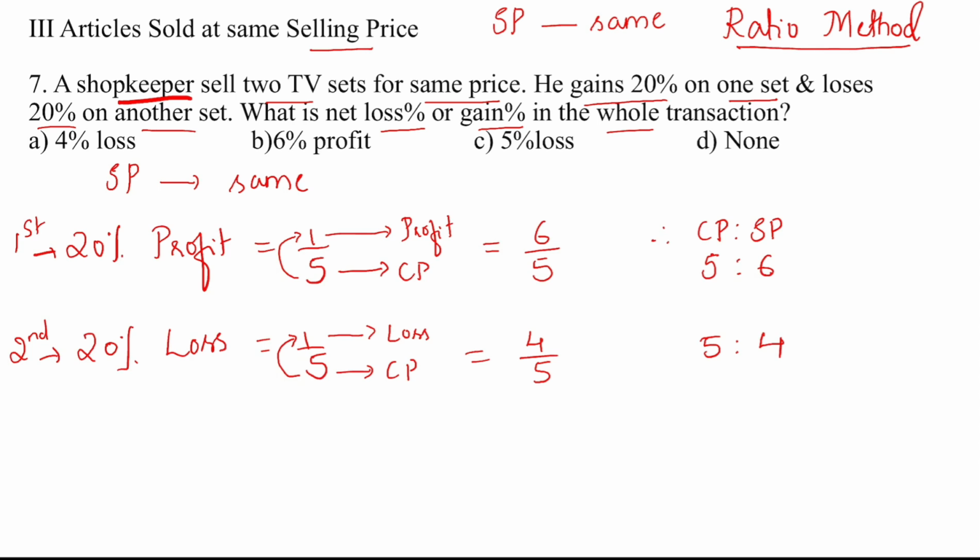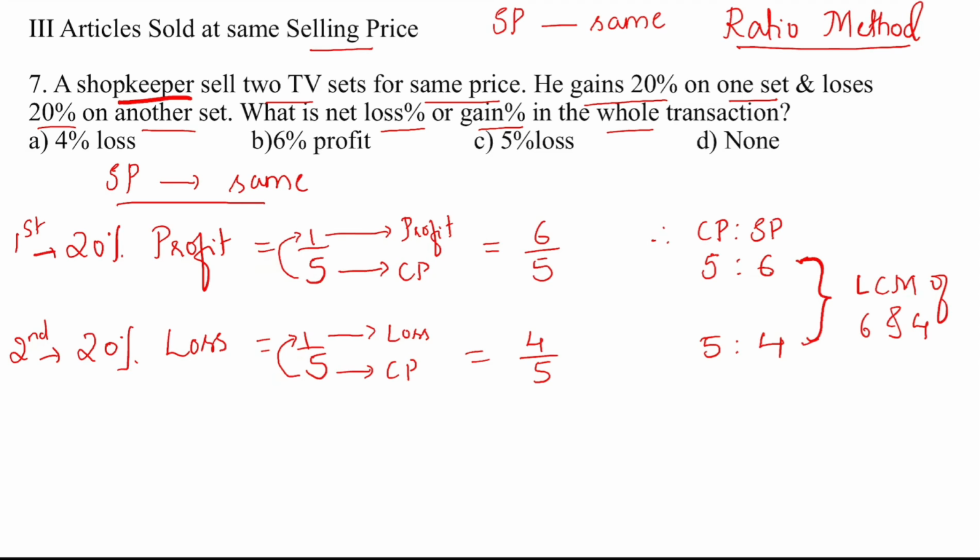Now from this we see that selling price is 6 parts here and selling price is 4 parts here, but selling price is same, we know. So to make the selling price parts the same, what we have to do? Take LCM of 6 and 4. So what will be the LCM of 6 and 4? It is 12.